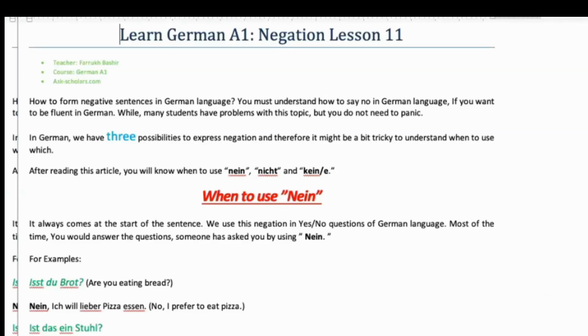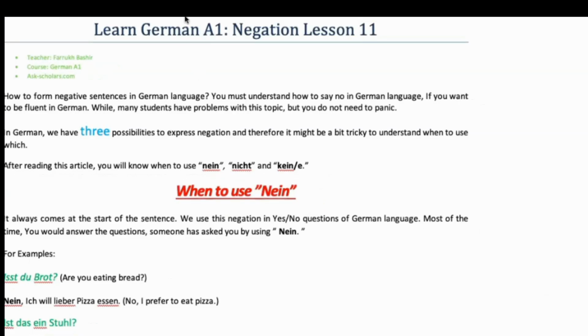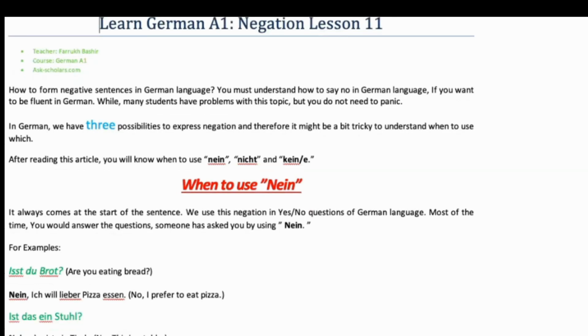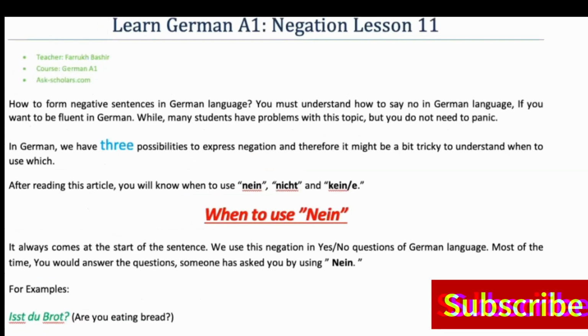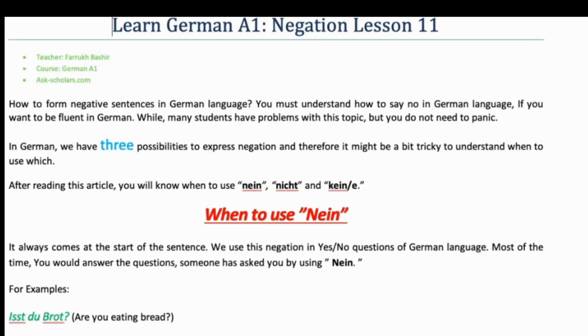Lesson number 11 is basically about negation. How can you make negative sentences? We have learned the articles kein and keine for the accusative case. But here we will use them. Okay. So basically, there are three possible ways that we can make a negative sentence.